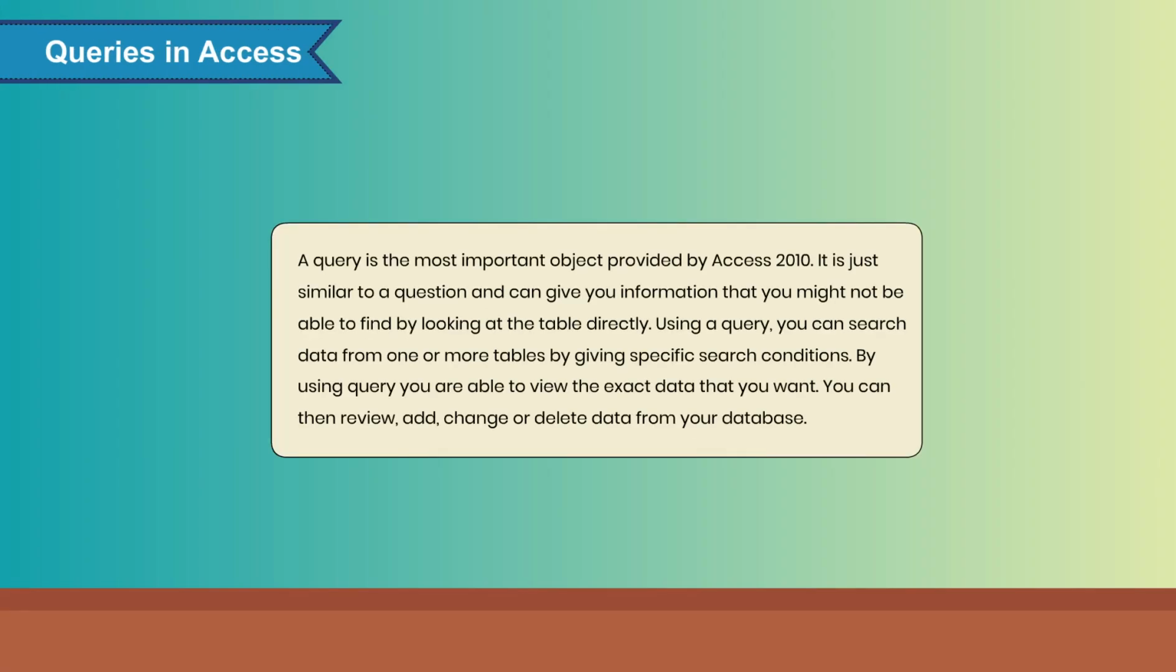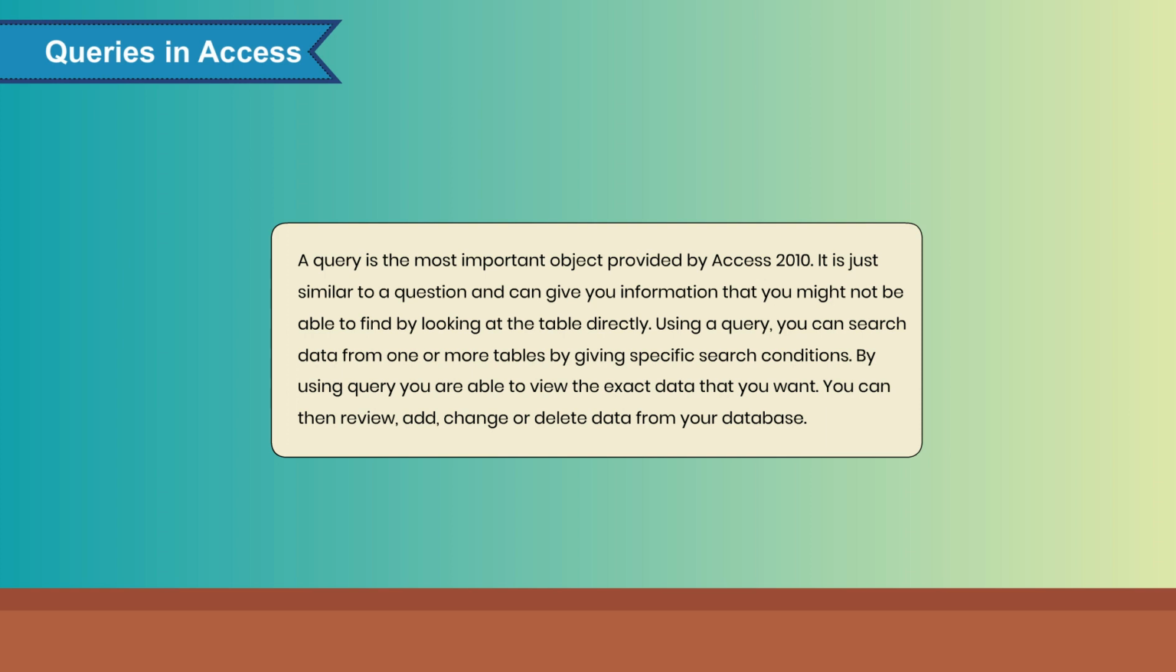Queries in Access. A query is the most important object provided by Access 2010. It is just similar to a question and can give you information that you might not be able to find by looking at the table directly. Using a query, you can search data from one or more tables by giving specific search conditions.